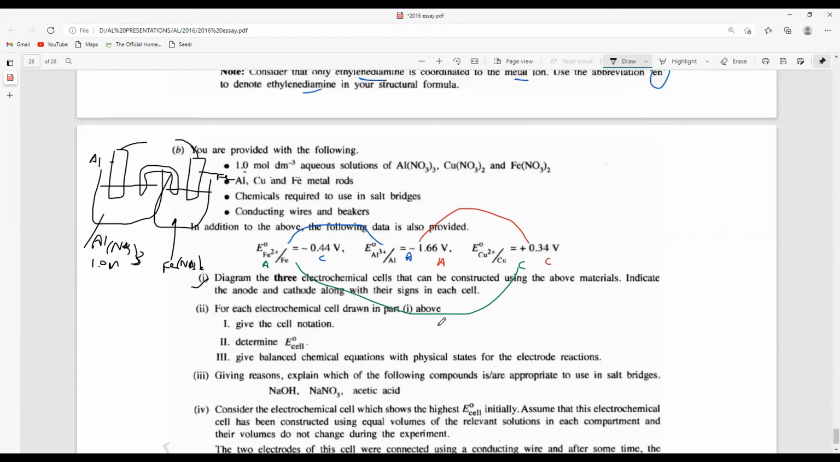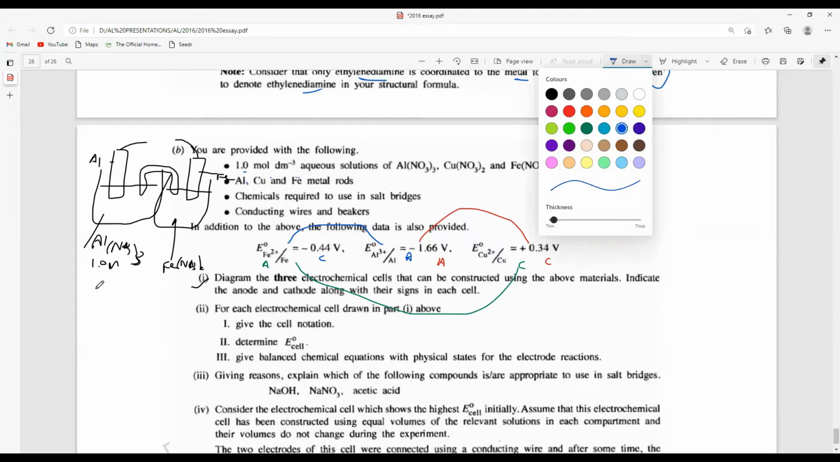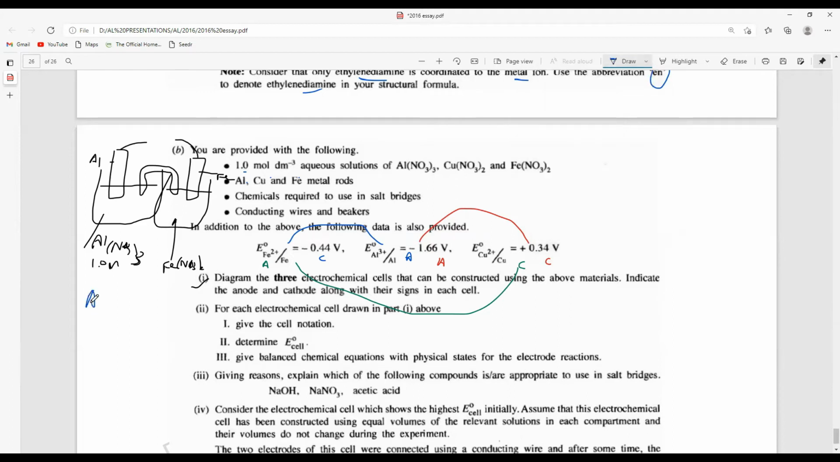For each electrochemical cell drawn in part 1 above, give the cell notation. So I will do the first one. First, you have to balance this chemical equation. For example, if I take our first electrochemical cell, aluminium is the anode, so aluminium solid will give aluminium 3+ aqueous plus 3 electrons. So what is the reduction? Iron 2+, which is our cathode reaction, plus 2 electrons, giving iron solid.